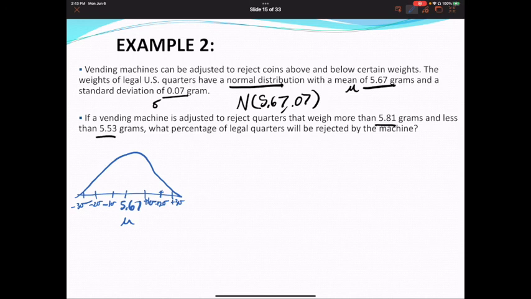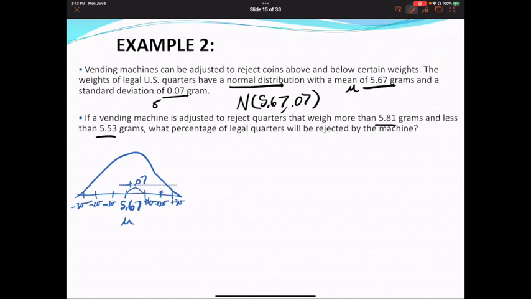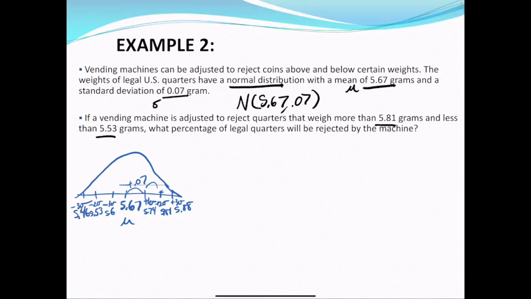So if I go up 1 standard deviation, I'm adding 0.07, so that puts me at 5.74, then I do that again, I'm at 5.81, 5.88. Next, I go below, so I'm at 5.60, 5.53, and 5.46. So I want to know if I'm rejecting quarters that weigh above 5.81 grams, right?